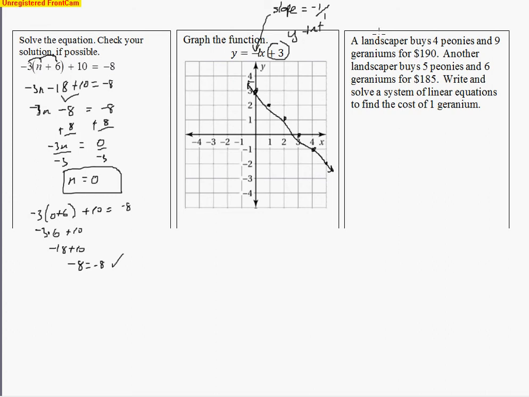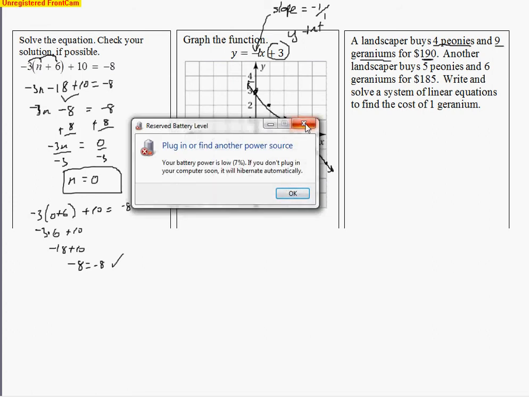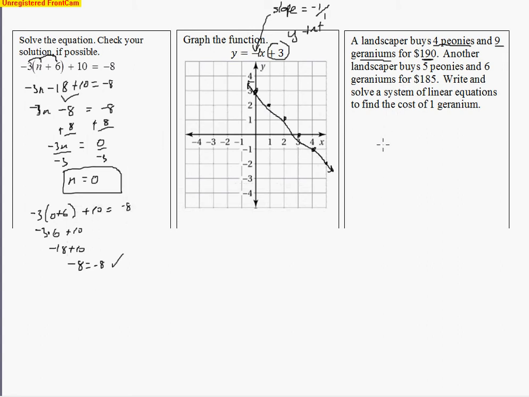So the last problem here, it says the landscaper buys 4 peonies and 9 geraniums for $190. Another landscaper buys 5 peonies and 6 geraniums for $185. Solve an equation to find the cost of 1 geranium. So let's go ahead and set up some variables here. And we'll say P is the cost of 1 peony, and then we'll say G equals the cost per geranium.